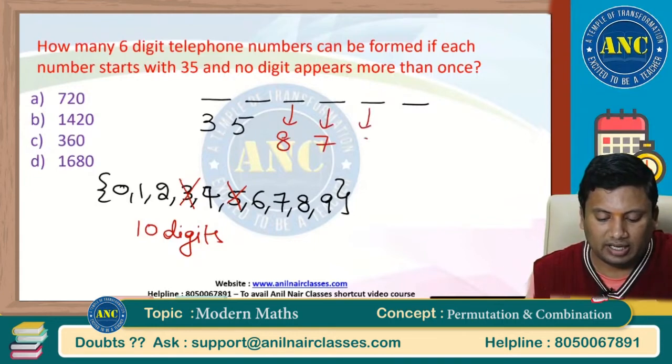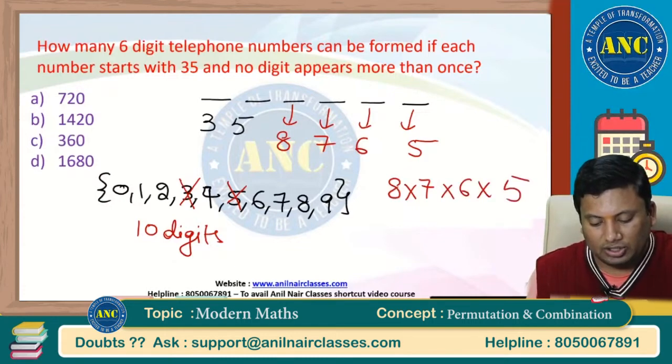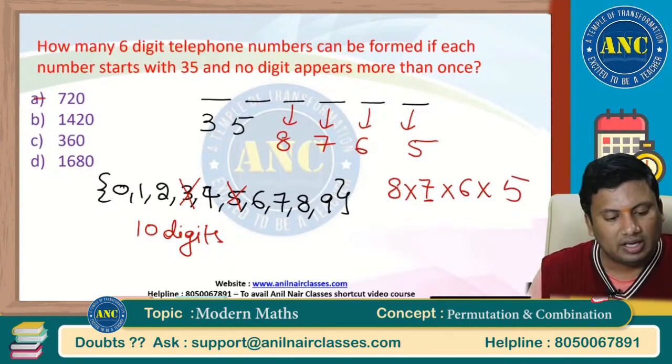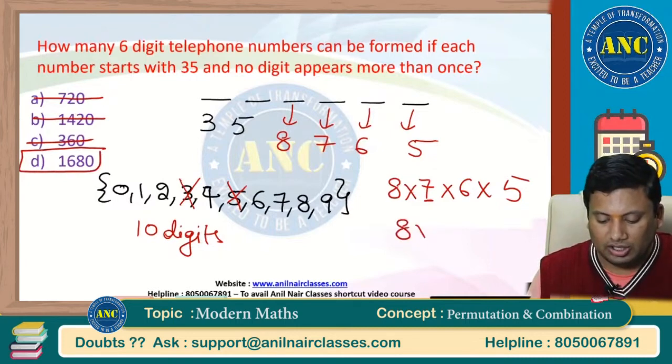Remaining 7 can come. Remaining 6 can come. Remaining 5 can come. These are nothing but 8 into 7 into 6 into 5. Answer should be divisible by 7. Not divisible by 7. Answer is 1680 or 8 into 7.